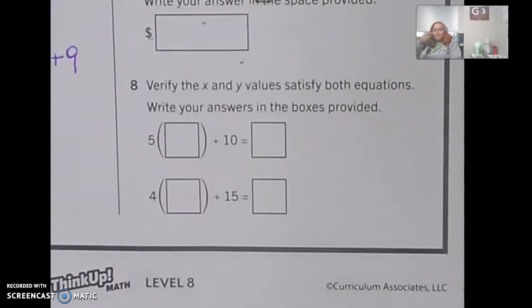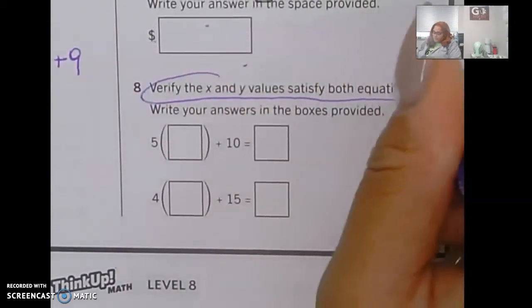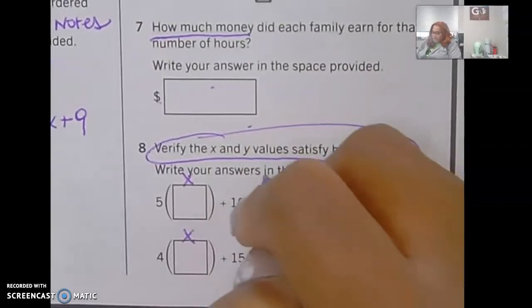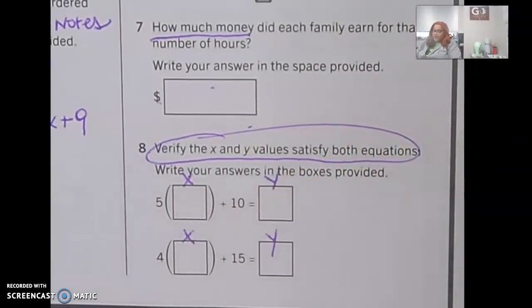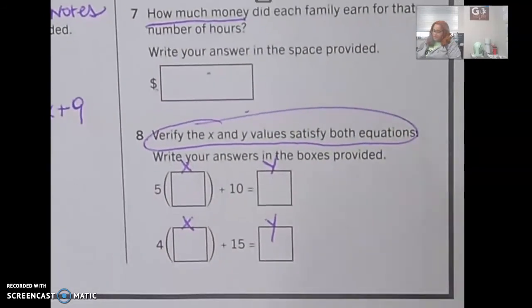In number 8, it says verify x satisfies the x and y values of both equations. Your x is here. It always has a coefficient. Your y is here. It never has a coefficient, not until algebra of next year, that is.